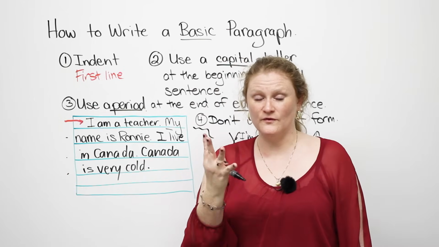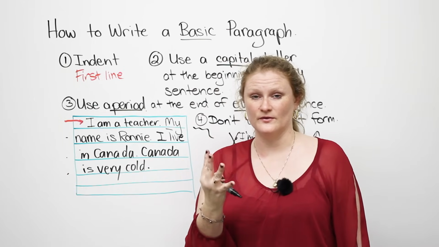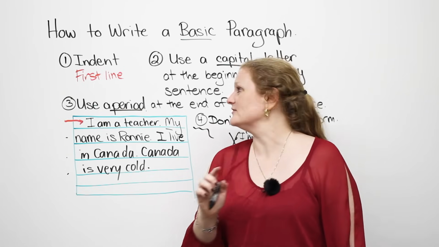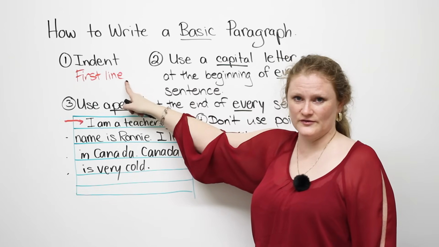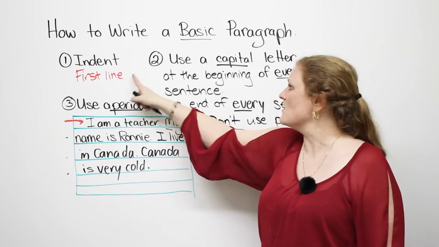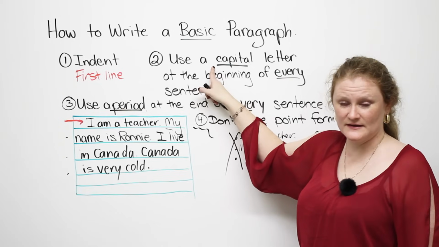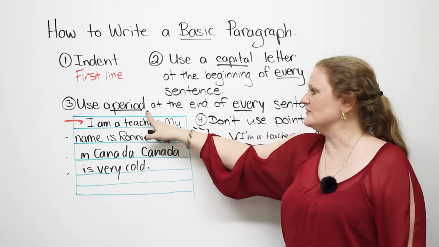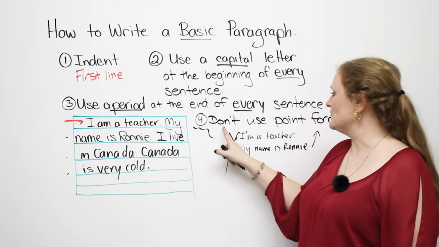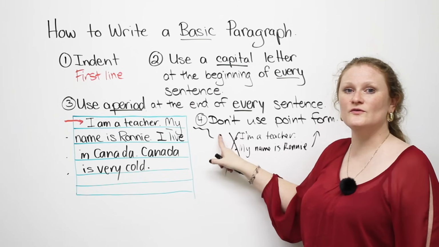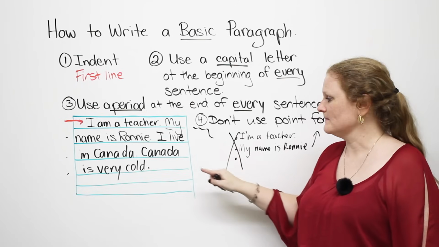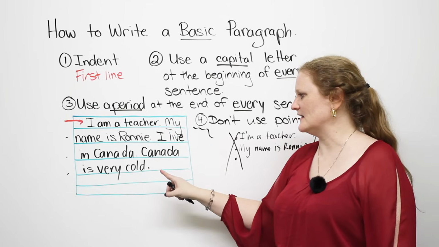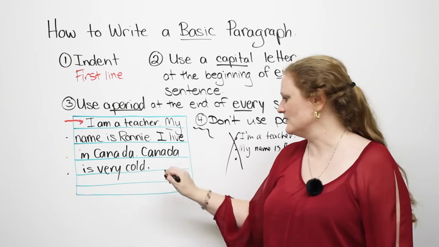So, 4 basic things to remember when you're writing a basic English paragraph. The first one is indent the first line of your paragraph only. Use a capital letter at the beginning of each new sentence, and use a period at the end. Also, don't forget, don't use point form. I am a teacher. My name is Ronnie. I live in Canada. Canada is very cold.